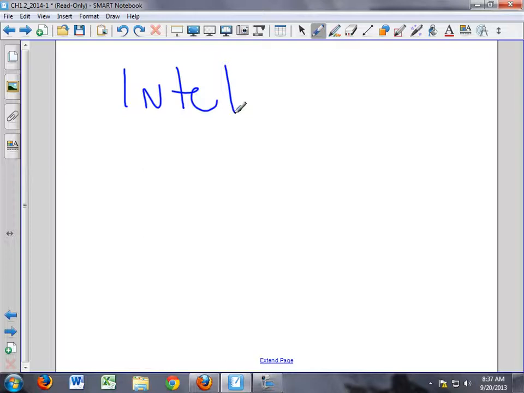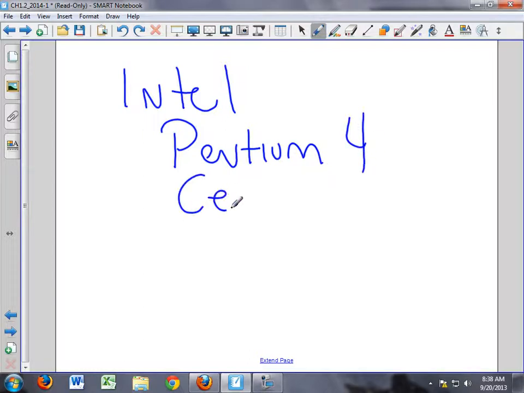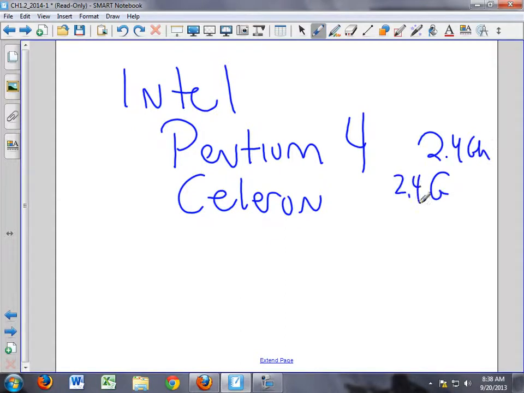Intel is one of the makers of CPUs. And they used to have, because we're really not there anymore, Pentium 4s. And they used to have Celeron, and they were both 2.4 gigahertz. This is the last time I bought something new from a company. They had Pentium 4s that are 2.4 gigahertz and Celerons that are 2.4 gigahertz. And they both sound like they're the same speed.